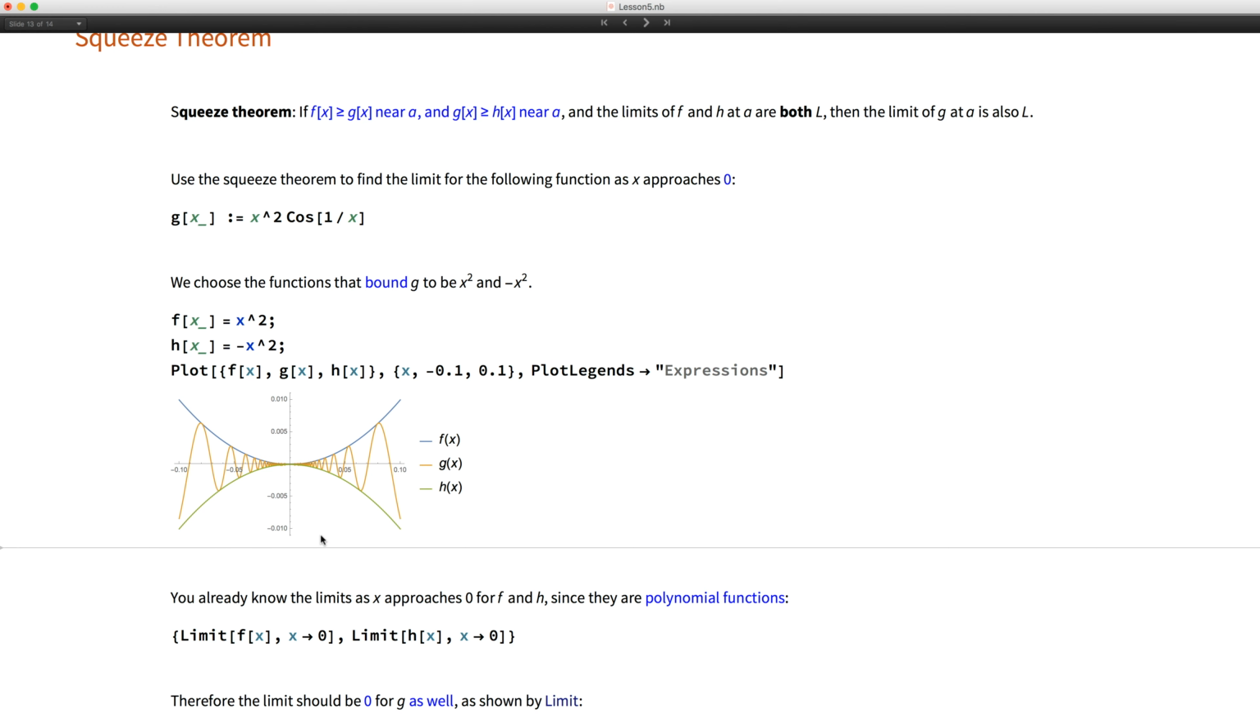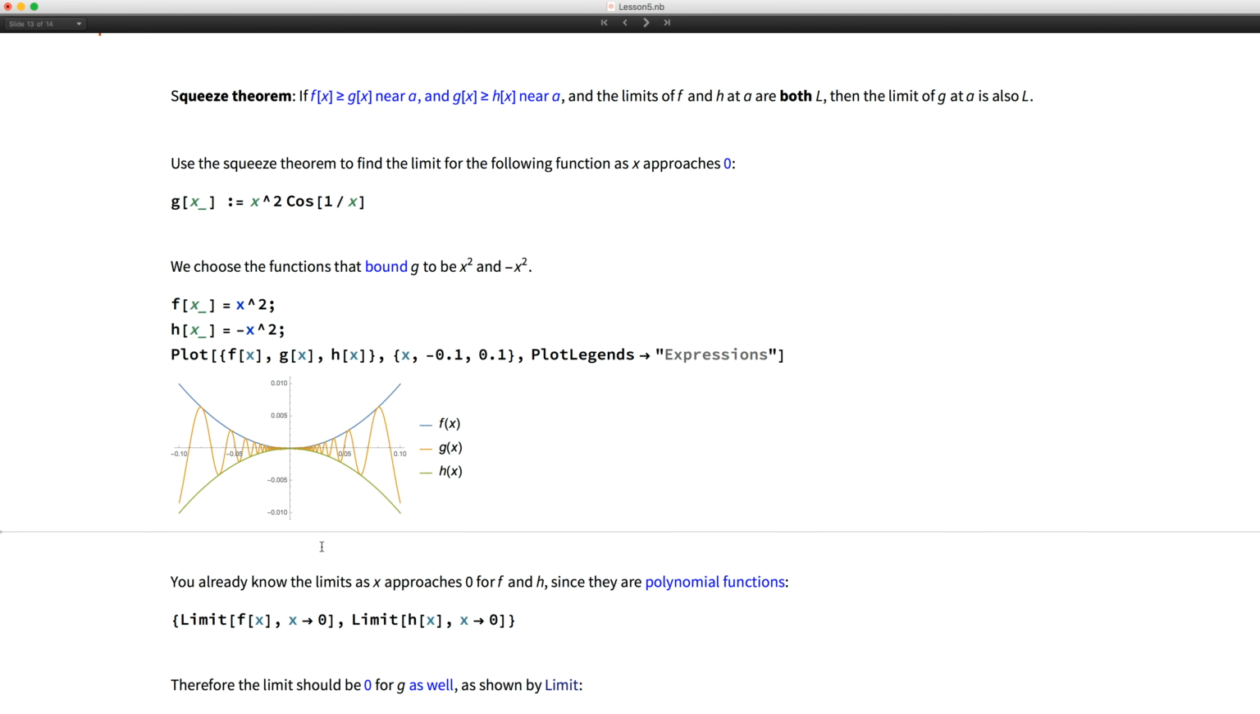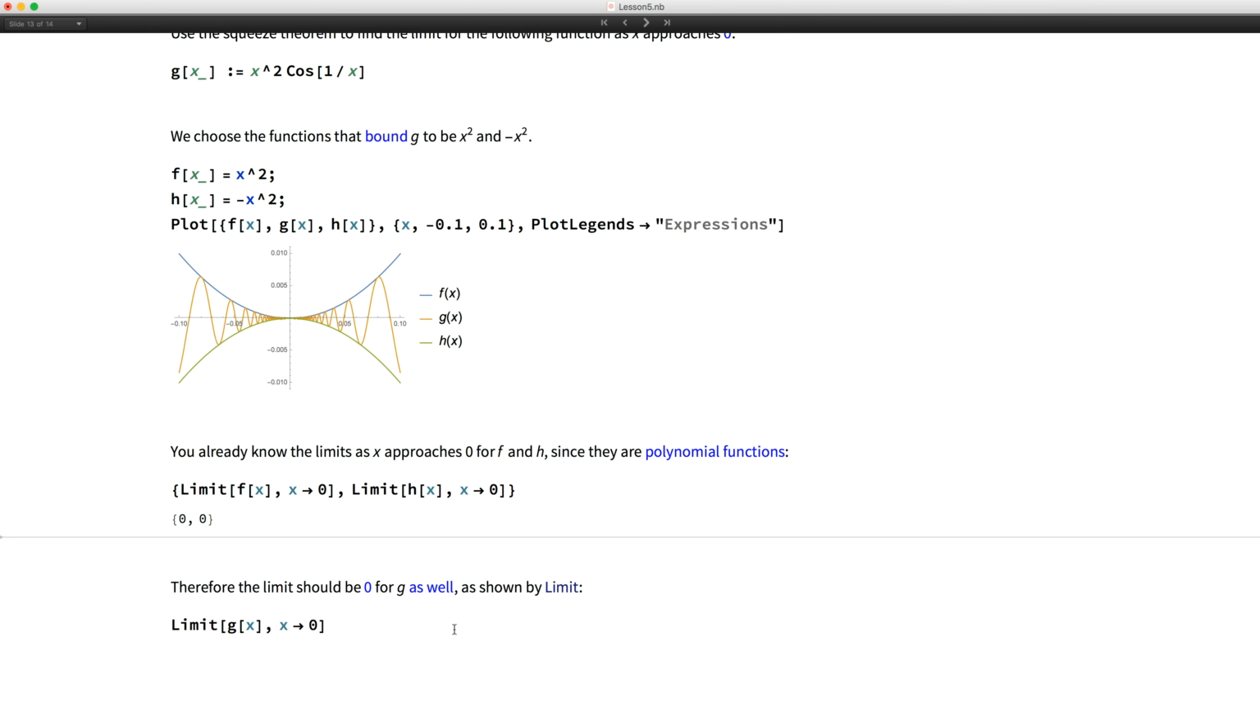So the Squeeze theorem says that you can work out the limit of g provided that you can find the limits of f and h. But f and h are simple. They are polynomials, so their limits are just 0, and hence the limit of g is 0 as well.